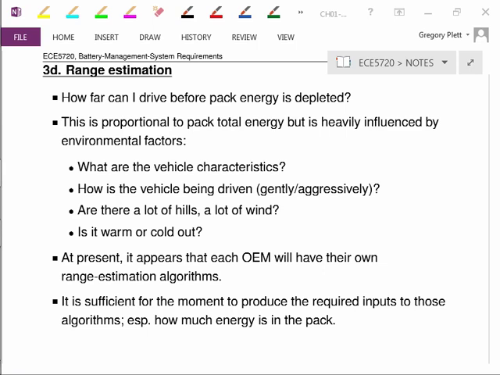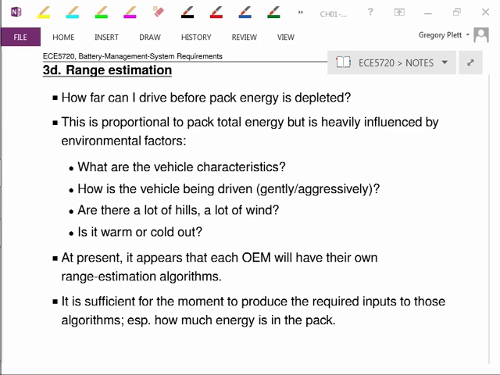Is the vehicle being driven gently or aggressively? Usually that has some impact on range. Are there a lot of hills? Is there a lot of wind? Things that are like disturbances that would have some impact. Is the operator using the air conditioning right now versus not, because that can be a huge power draw? Is it warm out? Is it cold out? Because that influences the temperature of the battery system and other components of the vehicle and how well they operate and so forth. So there's just an awful lot of uncertainty in calculating vehicle range.